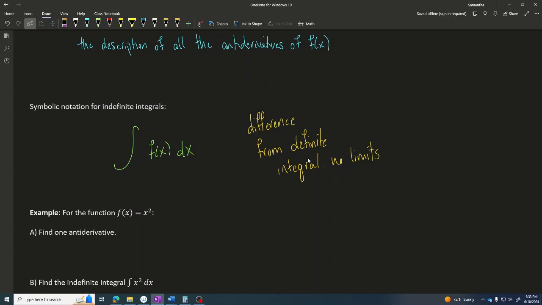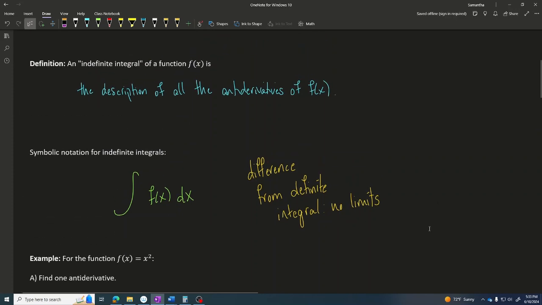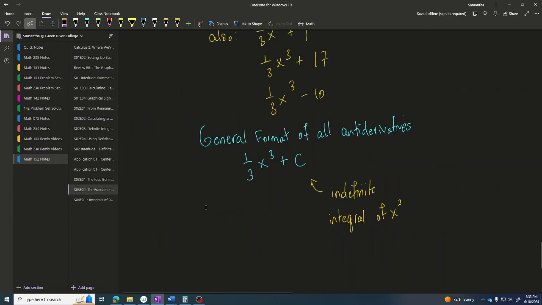So if you see this notation, an integral with no limits on it, this is asking for the indefinite integral of the function f of x. This is asking for a description of all the antiderivatives of the function f of x. This is asking for antiderivative plus c, c representing an arbitrary, unknown, whatever constant you want.